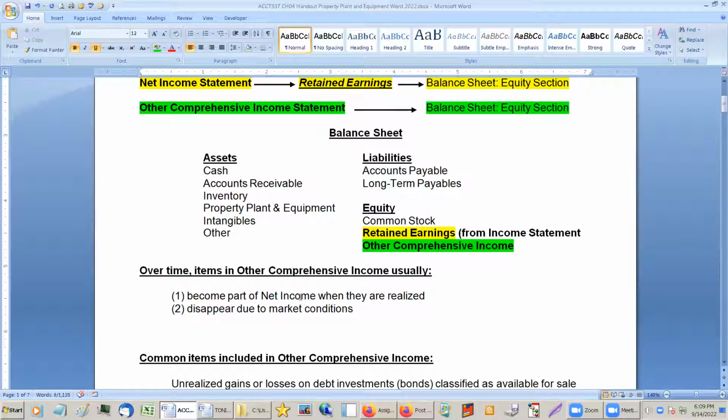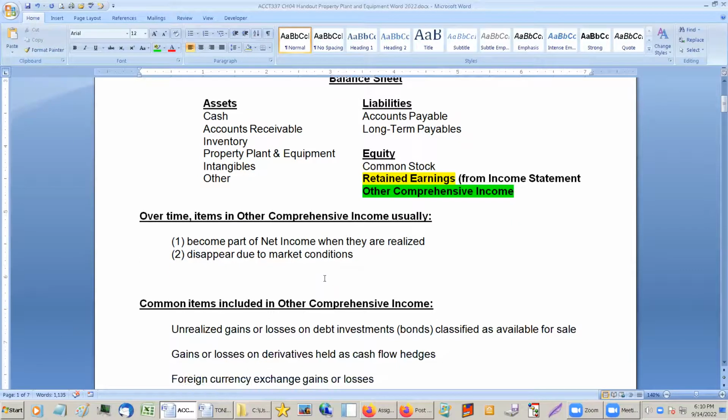Well, usually there's 2 ways they come about. It goes from being comprehensive income to being either on the income statement or it disappears. The net income, when some of the stuff on here is realized, whatever it is, it'll go on the income statement, and then sometimes it just appears because of market conditions, which we'll talk about in a second.